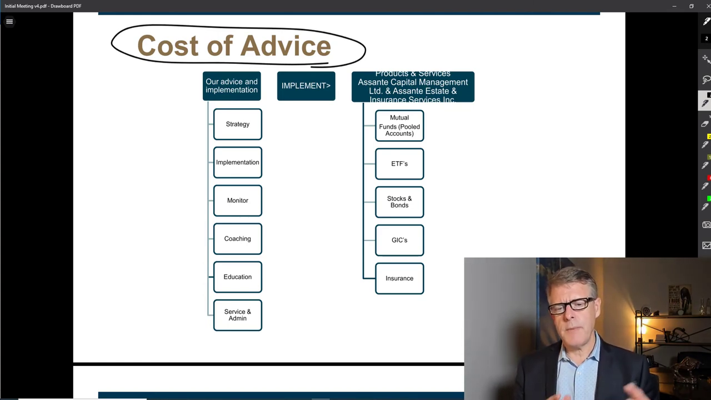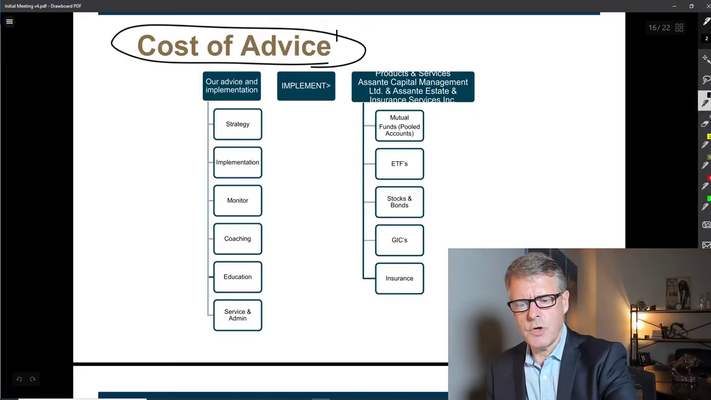Now, the backstory to that is that for many investors, there's a concern often that when an advisor or a portfolio manager is getting a service and advice fee that's embedded inside an investment product, at the very least, it creates a concern around a potential conflict of interest.